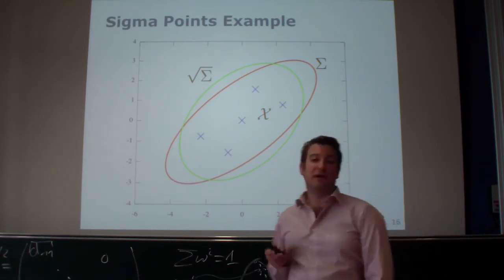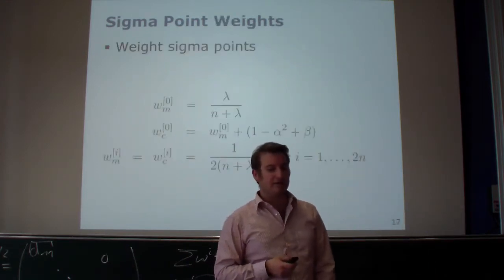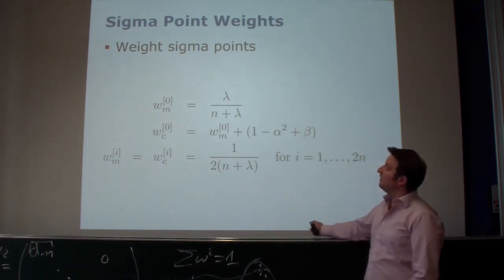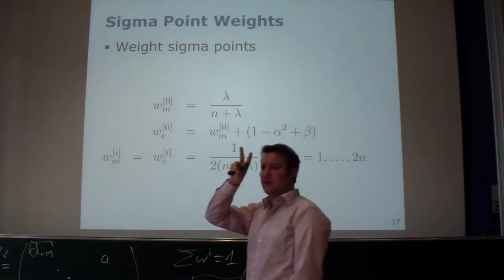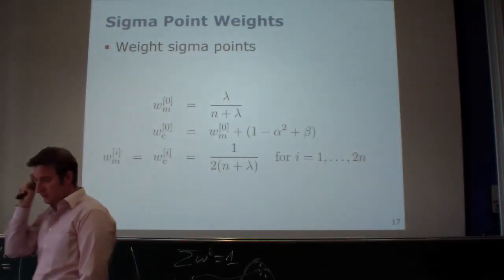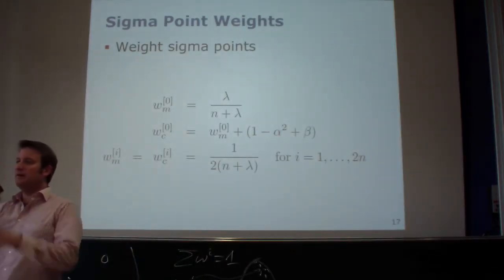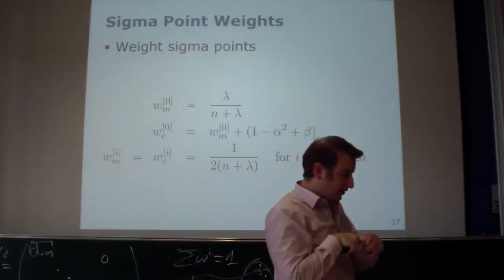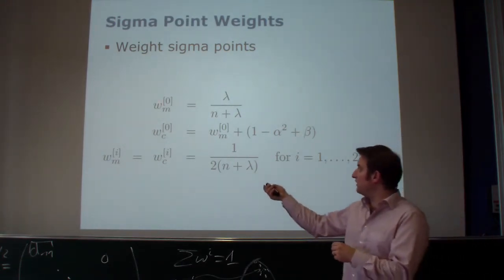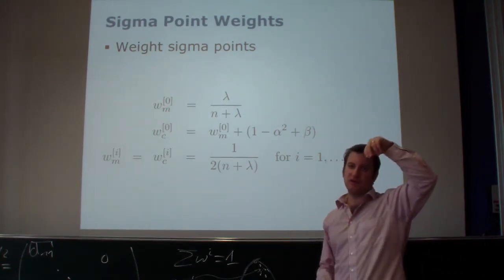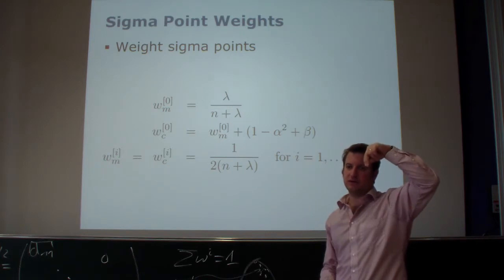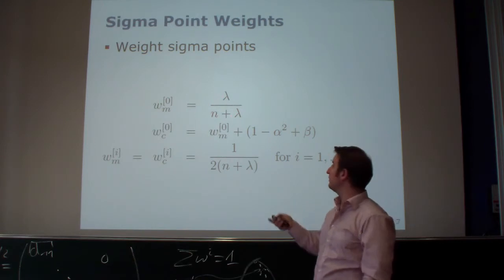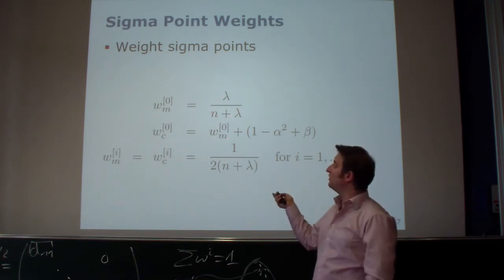So the next thing we need to talk about are the weights. I'm actually not going to deeply explain how these weights are set. The important thing is we have two different kinds of weights here: weights for the covariance matrix, and weights for estimating the mean. The weight with the index 0 corresponds to the original mean point, the first sigma point. This has a special weight, one for the mean and one for the covariance.